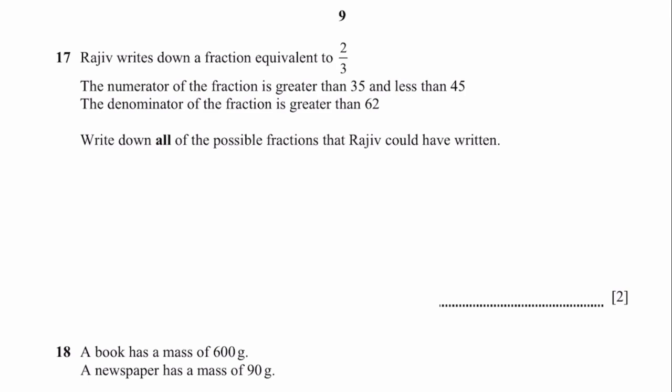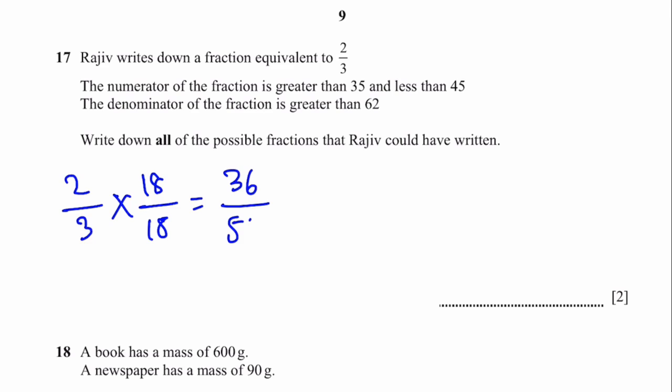Write down all possible fractions that Rajiv could have written. So if it's greater than 35, that means we can get the smallest possible number greater than 35, which will also be a multiple of 2. So 2 by 3 into 18 on both sides, that'll give us 36 by 54.